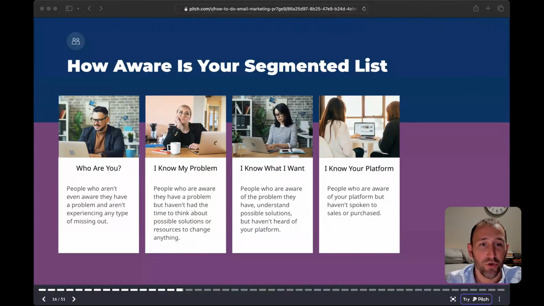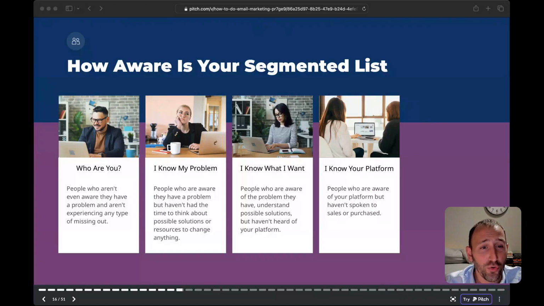Next to last is I know your platform. These are the types of people who are problem aware, actively looking for a solution to their problems, and have found your platform. They just need a little push. At this point, you're probably wondering, what do all these stages have to do with email marketing? And here's the answer to your question.